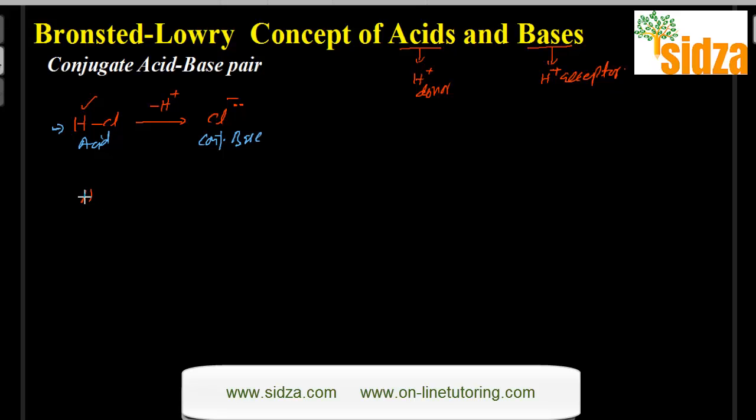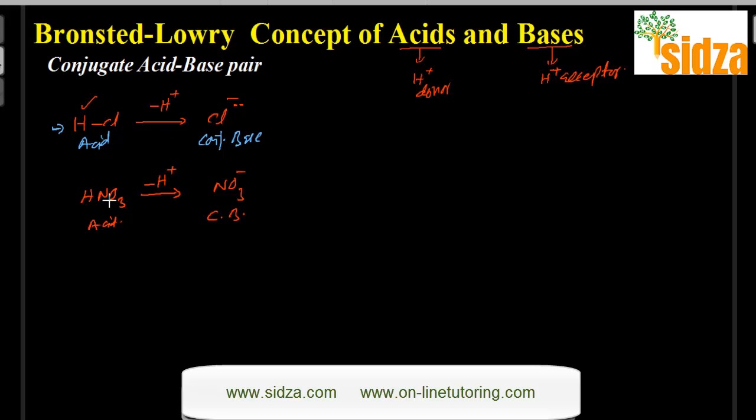Similarly, we can take the example of nitric acid, HNO3. When it releases a proton, meaning when it acts as an acid, you remove one hydrogen and get NO3 negative. So NO3 negative is the conjugate base of the acid, nitric acid, correct?